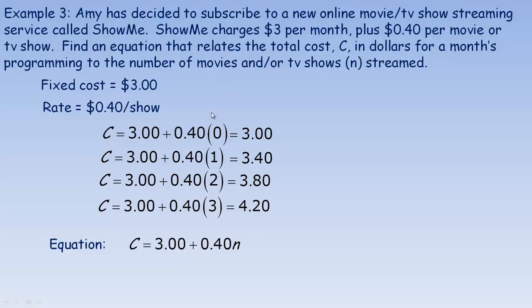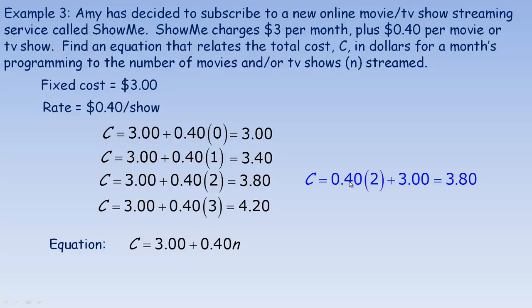So the equation, see, this is actually the n number here, the number of shows or movies that are being watched. So it's $3 plus 0.40 times the n. Now, a couple things. I did this in the last one. I'll do the same thing here. It doesn't matter whether I do the 3 first and then add to that the 0.40 times 2 or the 0.40 times 2 plus the $3.